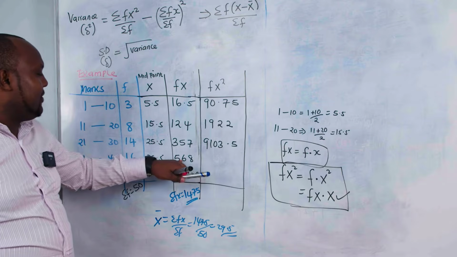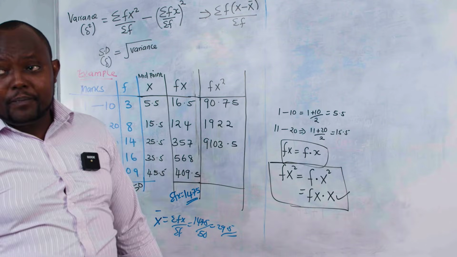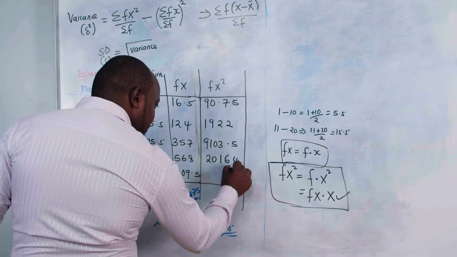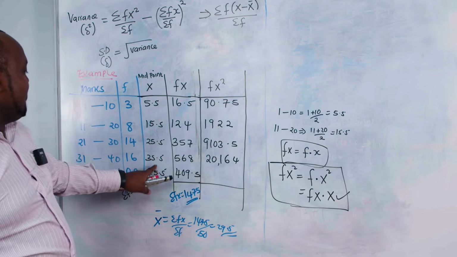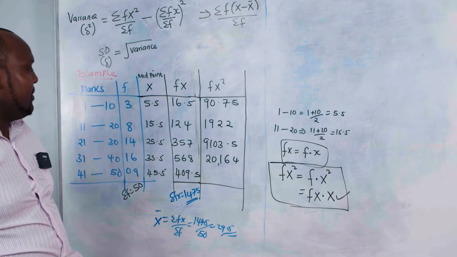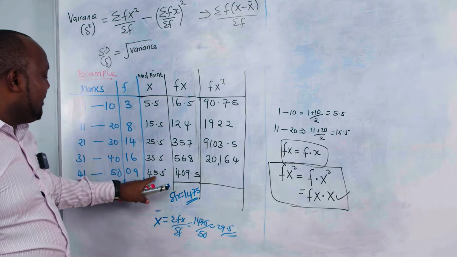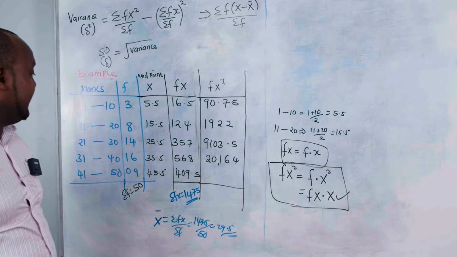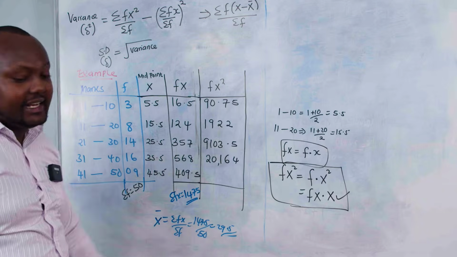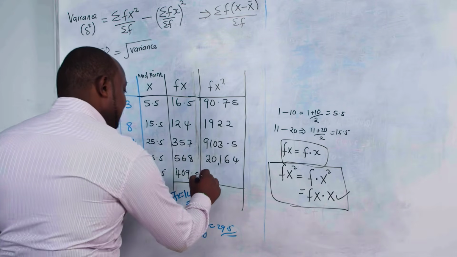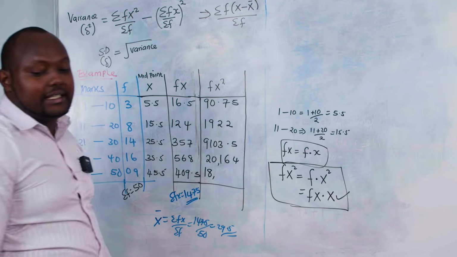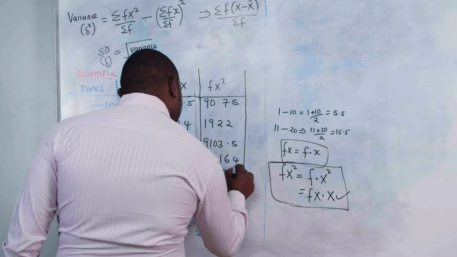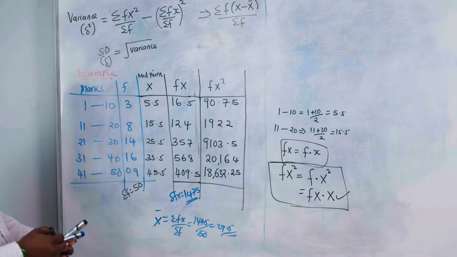So 35.5, then you multiply by 568. So we are going to get 20,164. You can confirm. I want you people to be confirming when you multiply this one times this one. Don't worry, even though we make one error or so, but I think they are okay. Then 45.5 times 409.5. So we are going to get 18,632.25.